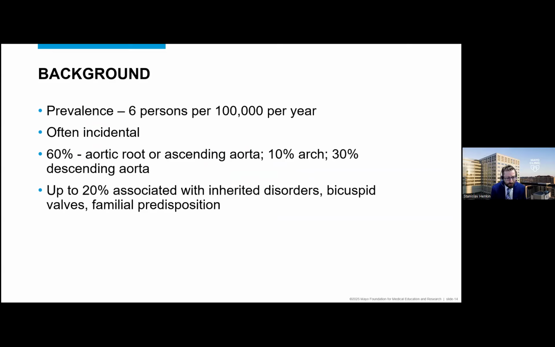Up to 20% of thoracic aortic aneurysms are associated with inherited disorders, bicuspid valves, and familial predisposition. So we need to think about familial predisposition and inherited disorders with every thoracic aortic aneurysm that we see, and have it be more of a rule-out diagnosis rather than a rule-in diagnosis.